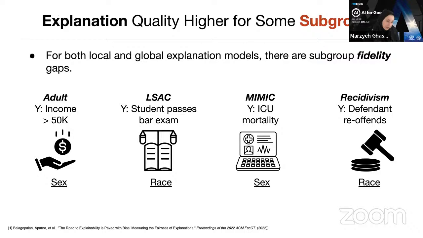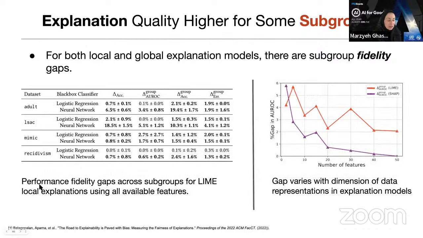And we're not just going to do this in a health setting, because this is not just a problem in health. So we're going to use the MIMIC data set and look at predicting mortality across men and women, which is something that is very common in the machine learning for health community. But we're also going to look at recidivism risk, where you're trying to predict a defendant's chance for reoffending, which is being used right now famously by judges when they make bail decisions across patient self-reported race, whether a student passes the bar exam, and then your income, which is often used as a proxy for whether you should get a loan. We find that there is a significant performance fidelity gap across subgroups for local and global explanation models.